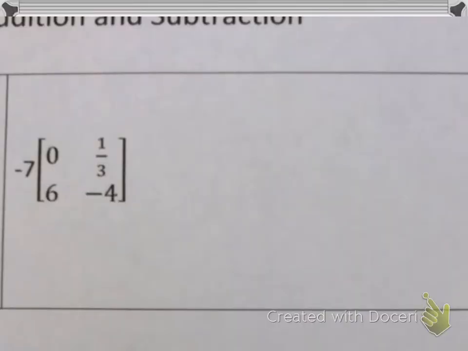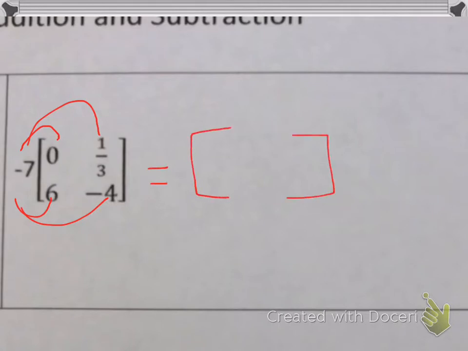This next one, again, we're going to take that negative 7 through to every part of the matrix. It's got to be multiplied to every part. This again is called scalar multiplication. Because I have a 2 by 2 matrix, with 2 rows and 2 columns, I'm going to end up with a 2 by 2 matrix. So I know to draw a matrix that I can fit that many answers in, and then I just multiply.